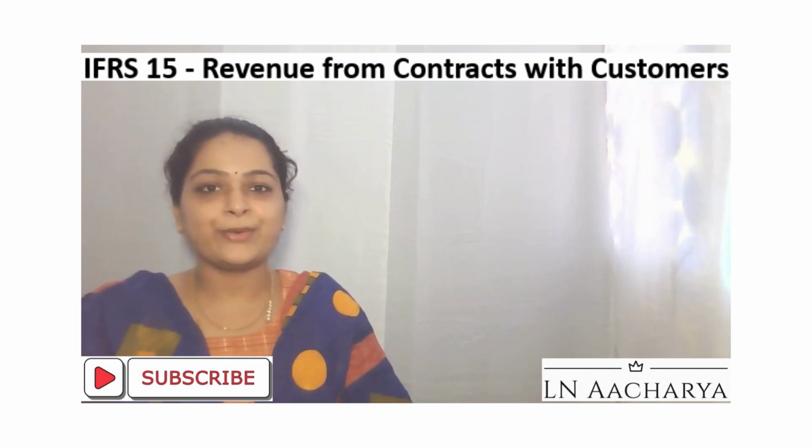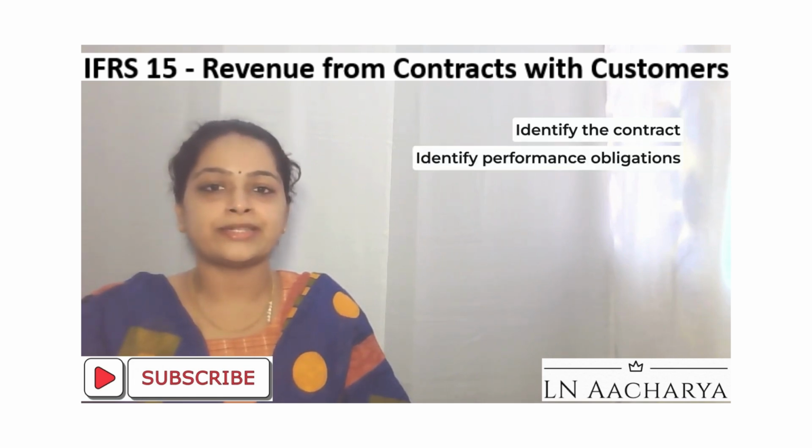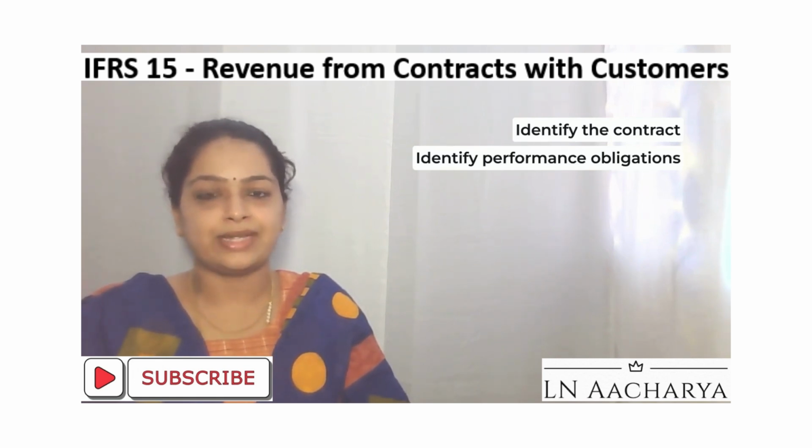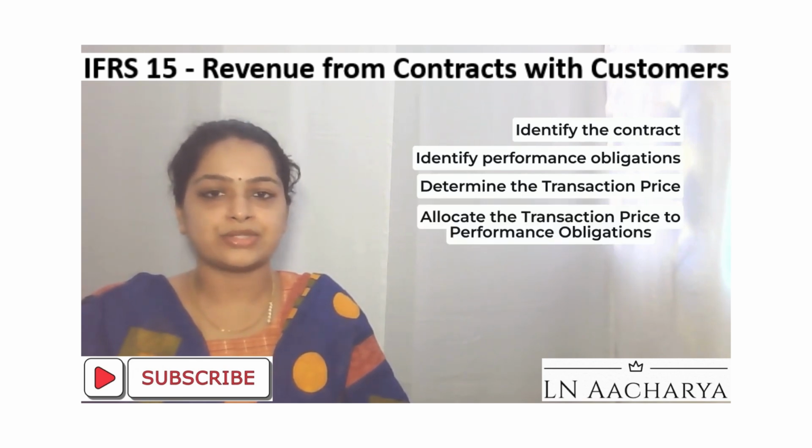So let's quickly go over the 5 steps once again. First, you start by identifying the contract, making sure there's a valid agreement between the business and the customer. Next, you identify the performance obligations, figuring out what exactly goods or services you're promising to deliver. Then you determine the transaction price, that's how much the customer is going to pay. After that, you allocate the transaction price, assigning the right price to each of the promises you made to deliver.